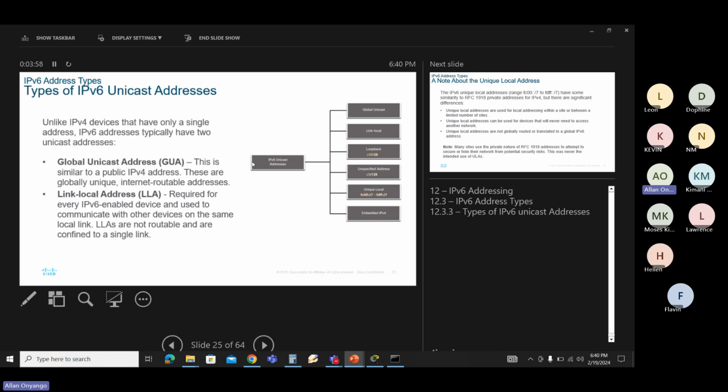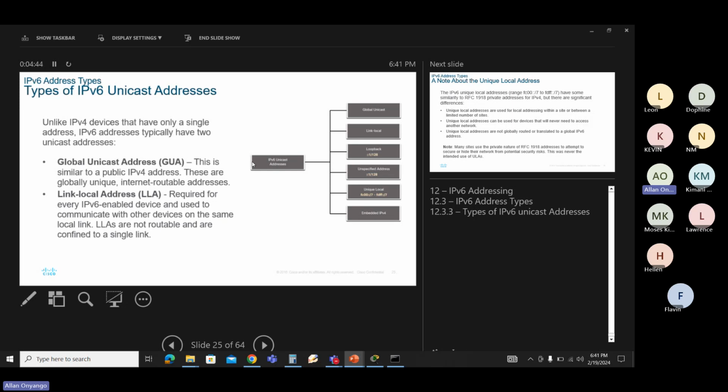Anyway, global unicast address, I call it GUA. GUA looks like an African language, say GUA. So the global unicast address is similar to the public IPv4. Okay, public IPv4. And they are the ones that are globally unique. They can be used over the internet, and they are internet routable addresses. They are routable to the internet. In fact, this is the only address that is routable to the internet. It's similar to the public IPv4 addresses.